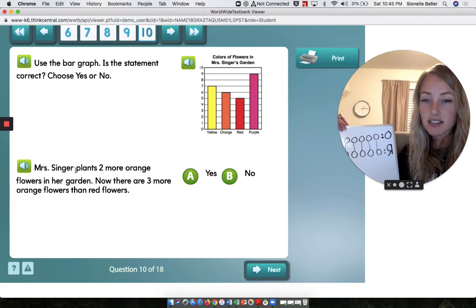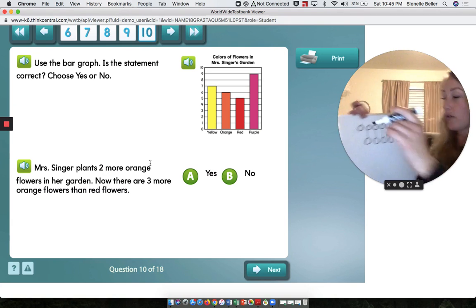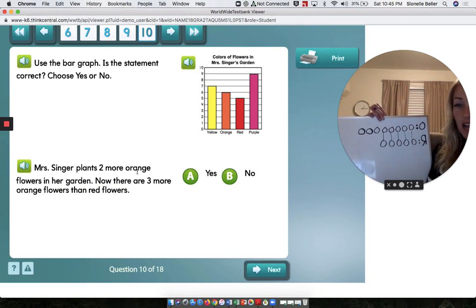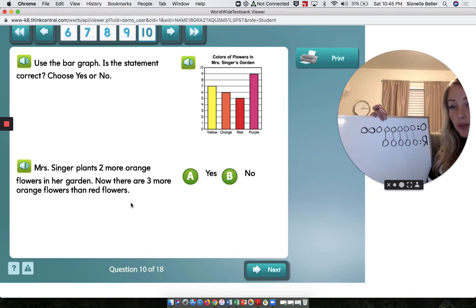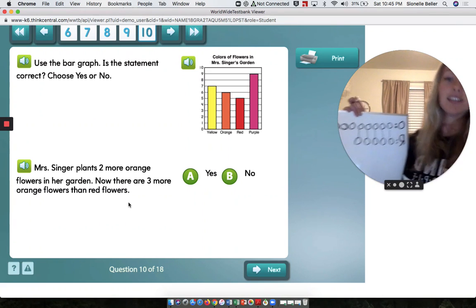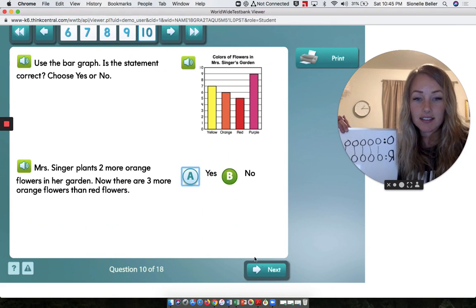And it's saying Mrs. Singer plants 2 more orange flowers. So we got to add 2 orange flowers to this. And now there are 3 more orange flowers than red flowers. And we have to decide if that's true. Are there 3 more orange flowers than red flowers now? Let's count. 1, 2, 3. Are there 3 more now? Yes. So this is yes.